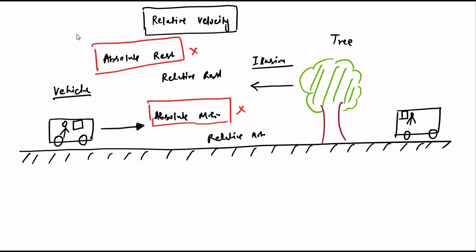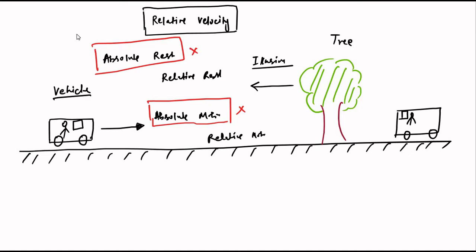Absolute rest is the case when both the object under study and the frame of reference are at rest. We cannot have a frame of reference on earth which will be at absolute rest, because the earth itself is moving. It is moving around the sun, it is rotating about its axis. That is not possible. Absolute motion is the case when the object is moving but the frame of reference is still, it is at rest. Again, it is not possible because the frame of reference for our measurements, which we consider as earth, is impossible to achieve as absolute rest.